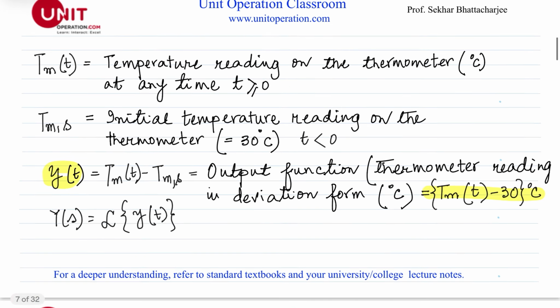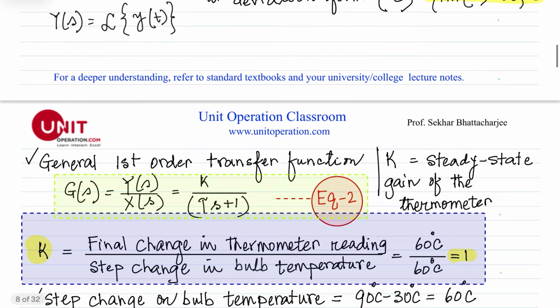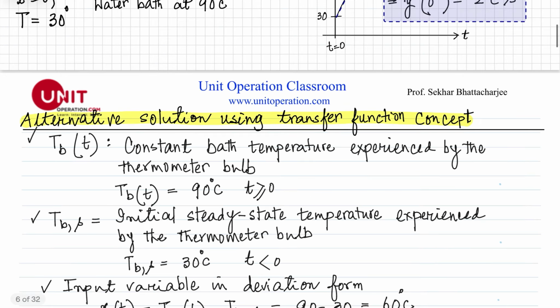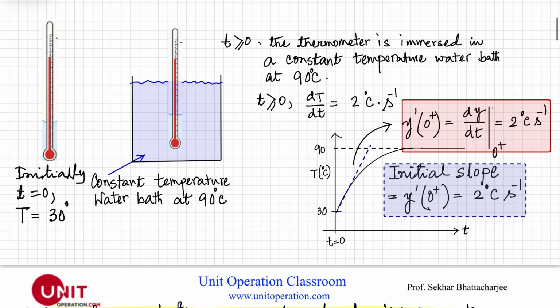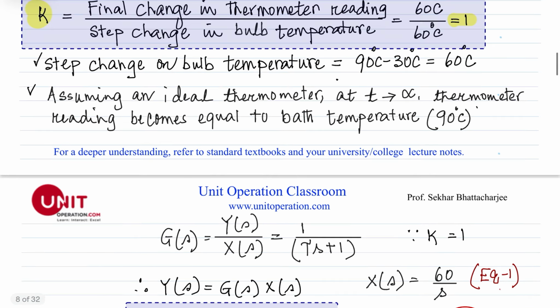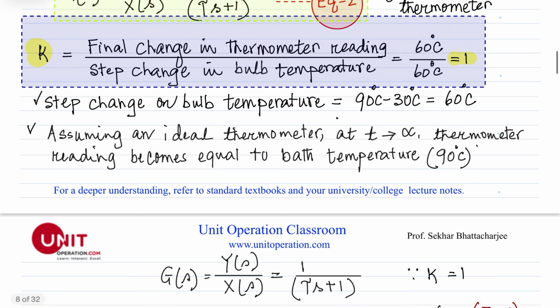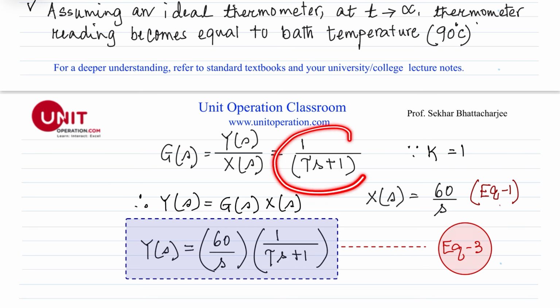And divided by the step change in bulb temperature. What, of course, is going to be the step change in bulb temperature? That means the input variable, that will be equal to 90 minus 30. So that is also again 60. So this value of K would be equal to 1. So the transfer function in this case would be equal to 1 over tau s plus 1.